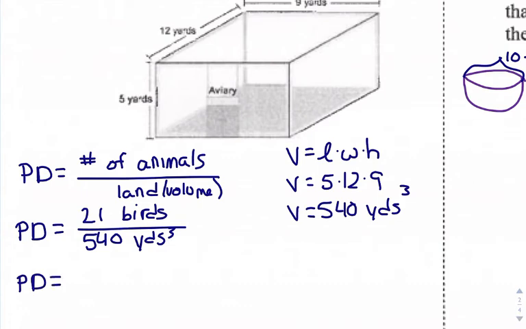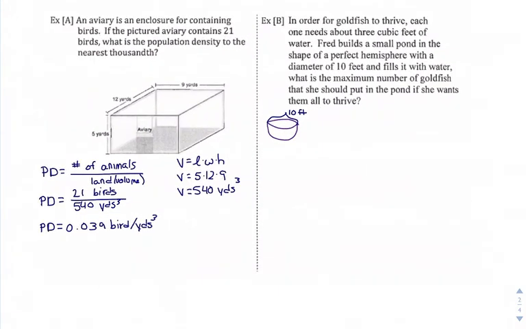Then you take your calculator, do 21 divided by 540, and you're going to get 0.039 birds per yard cubed. What that means is that a single bird has more than 3 yards cubed to live in. So it's okay if you get a decimal, because it's just asking you how much space a bird can take up. Let's try one more together.